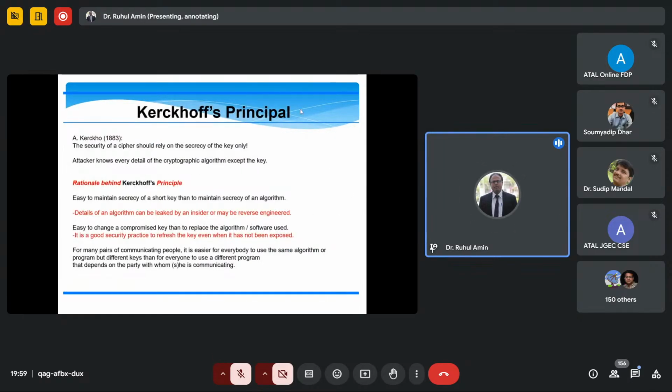So here are some Kirchhoff principles. This is a very well-known principle. What it's telling is that the attacker can break the security system. If he wants to break the security system, he should have knowledge about what kind of algorithms have been used, what protocols there are, what public information there is, right?